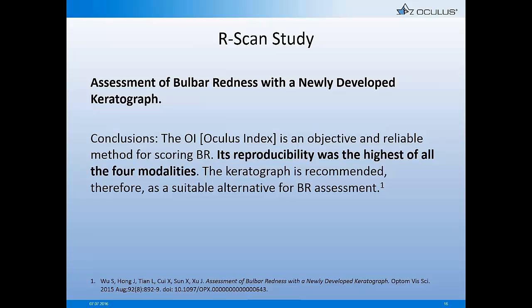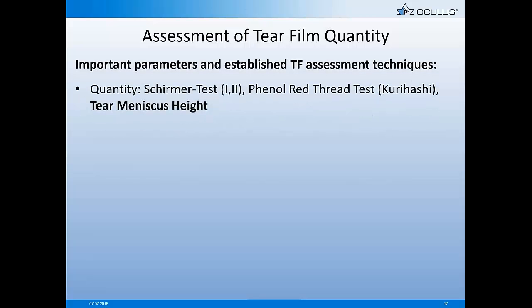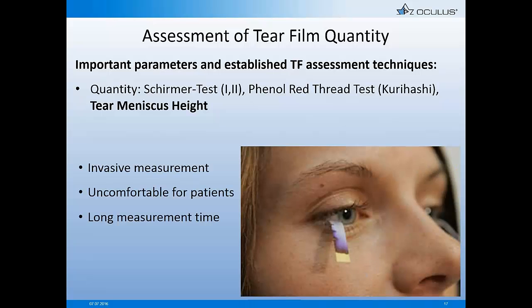So far, we've really talked about damage to the ocular surface, inflammation, and structure of the meibomian glands. To talk a little more about function, what does the tear film quantity look like? What does the tear film quality look like? I'll talk about the tear meniscus height. Some other options for looking at tear film quantity are the Schirmer's test and the phenol red thread test. As I mentioned, we use the tear meniscus height. The benefit of that is that it's non-invasive, definitely more comfortable for patients, and a lot faster.